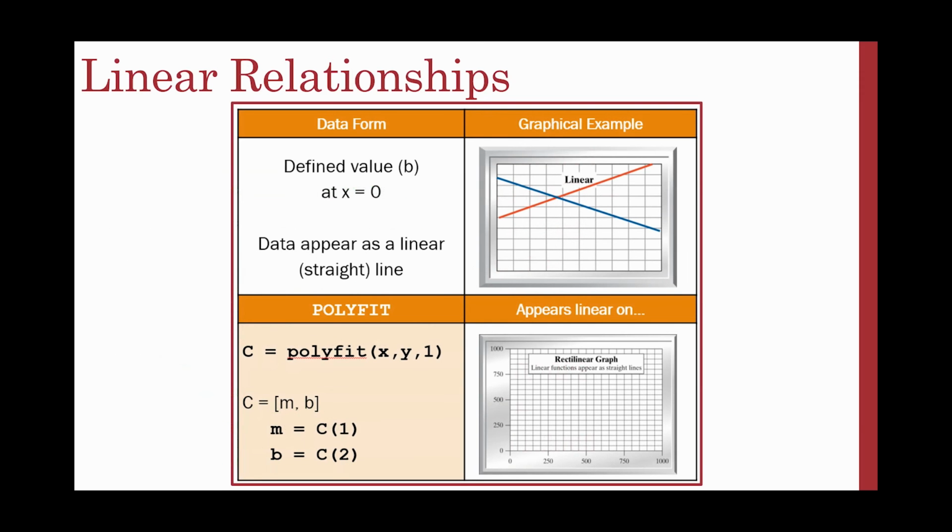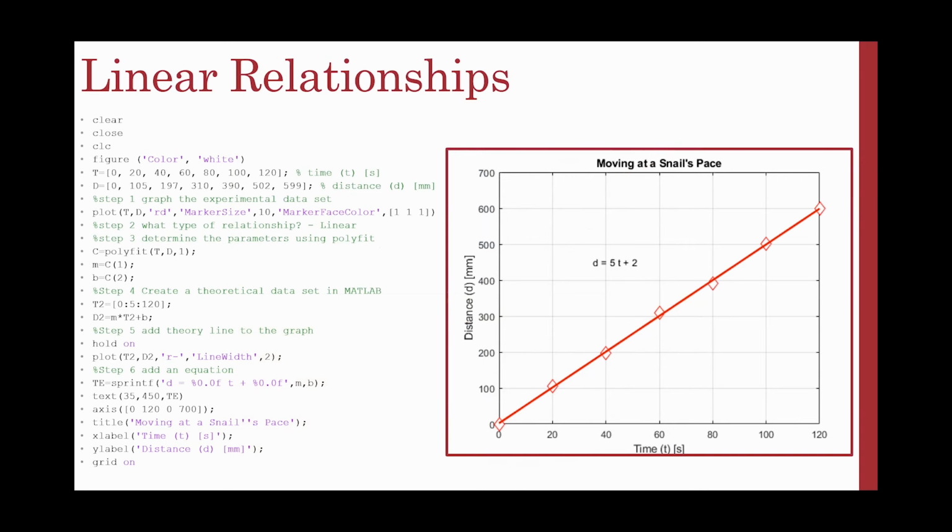So for a linear relationship, what do we have? To find our polyfit, we have C equal to polyfit(x, y, 1), where our variable C will contain m and then b. So m is C(1) and b is C(2). In this example, we're plotting distance versus time. So I have my time vector and I have my distance vector.